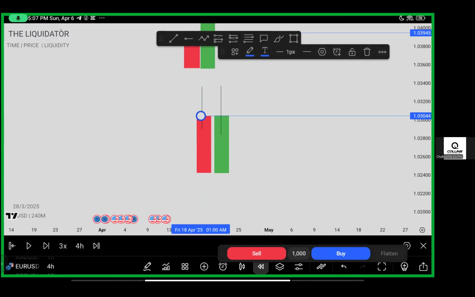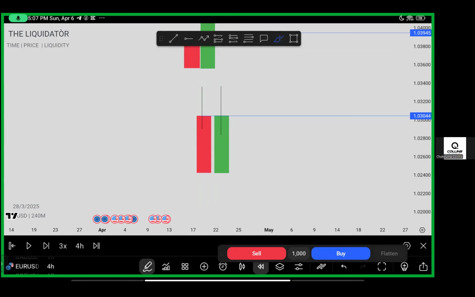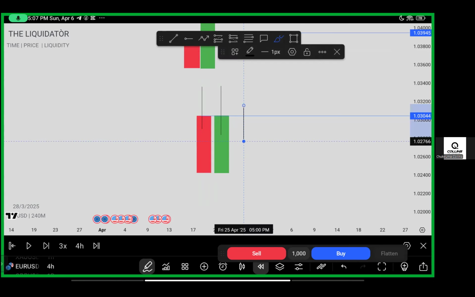And I'm saying this rejection block has to be selected on the 4-hour time frame, not on any random time frame, the 4-hour or daily. Please mute your mic. If the rejection block has been mitigated like this, we are not going to be using it. The level has to be fresh. So that's the rejection block right there.